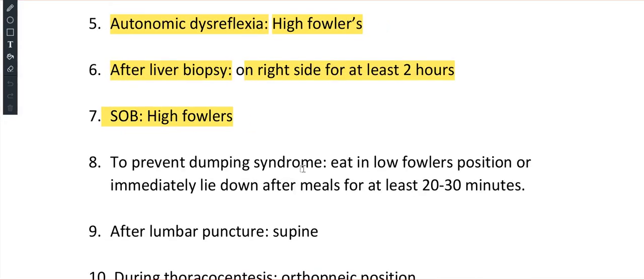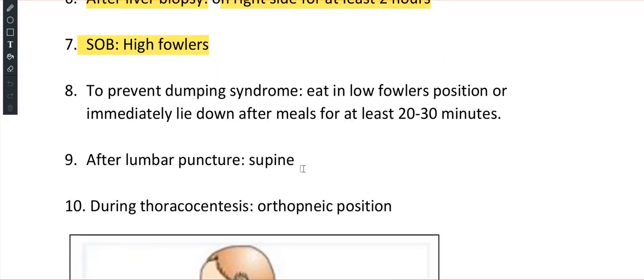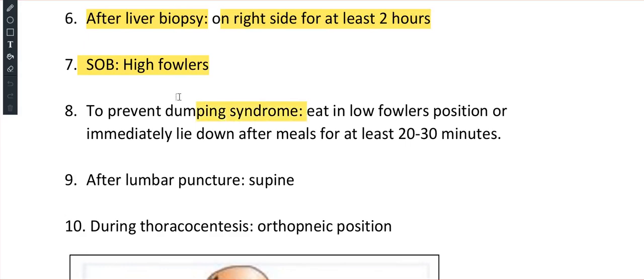Now, there is a condition called dumping syndrome. So what is dumping syndrome? Dumping syndrome means the stomach gets emptied very fast. So in such conditions, you'll ask the person to eat in low Fowler's position or to immediately lie down after meals for at least 20 to 30 minutes, which means the stomach will get 20 to 30 minutes for food to store in, and yes, there will be digestion of certain carbohydrates which gets done in the stomach.